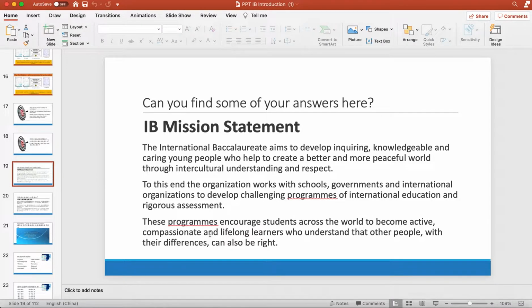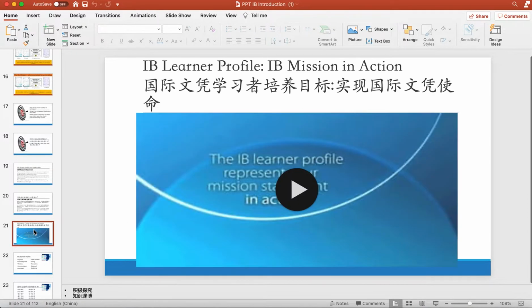For example, one parent said that I want my child to be ready for the global society where they can understand people from different backgrounds, communicate effectively with those that come from different cultures and so on. And then from the IB mission statement, I show the parents the IB learner profile, because the IB learner profile is basically the IB mission in action. We can see the mission is being achieved when we start to see the attributes of the learner profile being developed in the students.